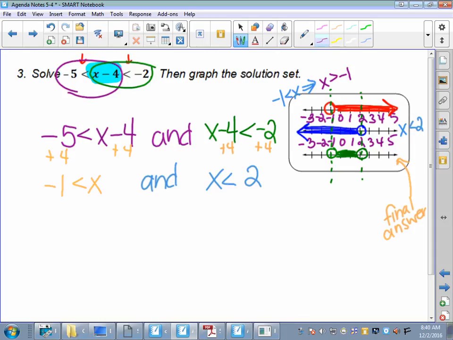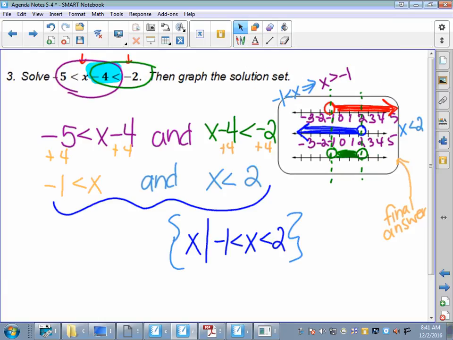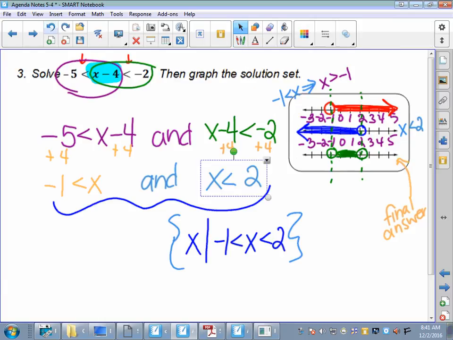If I'm going to write this in set notation, I would say all values of x such that negative 1 is less than x, which is less than 2. I put these guys back together again and overlap those x's like this, and that's how I end up with that inequality back for my set notation.